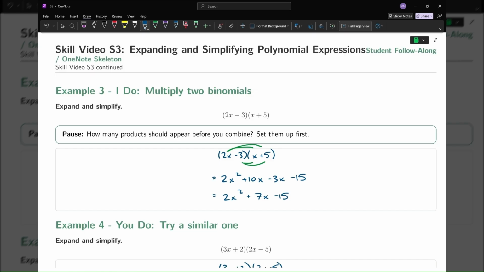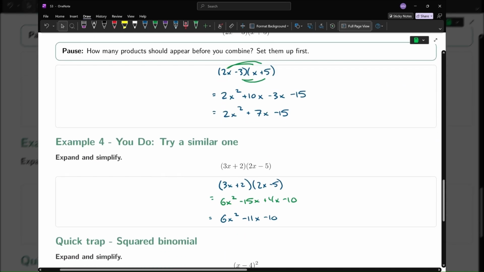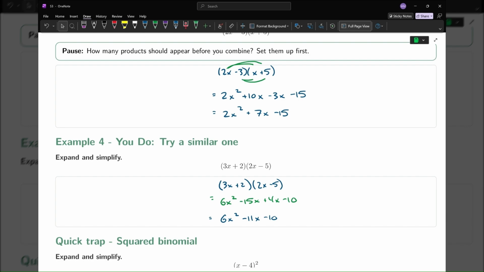Next question here, one for you. 3x plus 2 times 2x minus 5. Again, just really quickly pause the video, take a shot at this one, and we'll come back. Okay. So again, you can see I even put that middle step in green there. Notice my middle terms are going to be like terms, negative 15x and 4x make negative 11x. So I'm going to get 6x squared minus 11x minus 10.